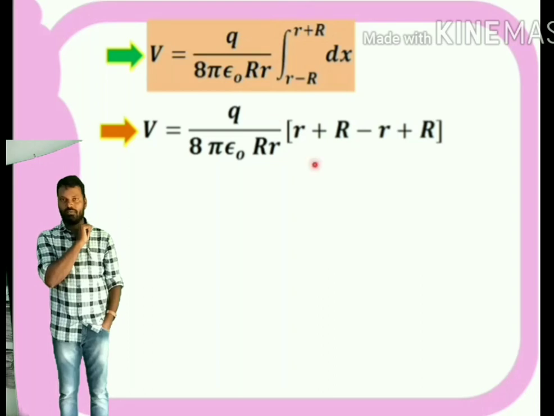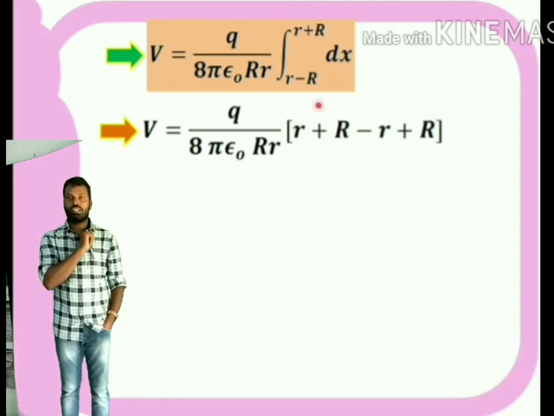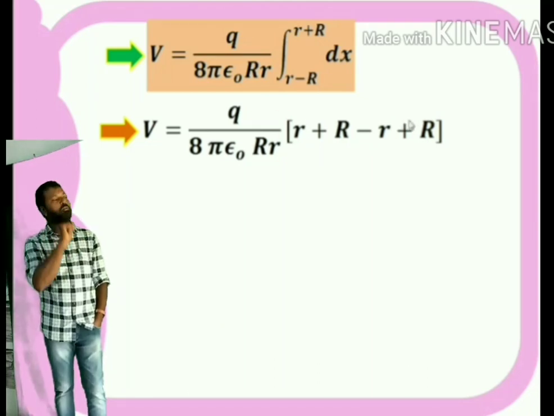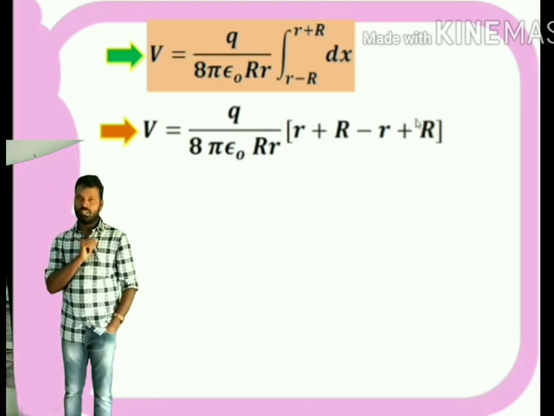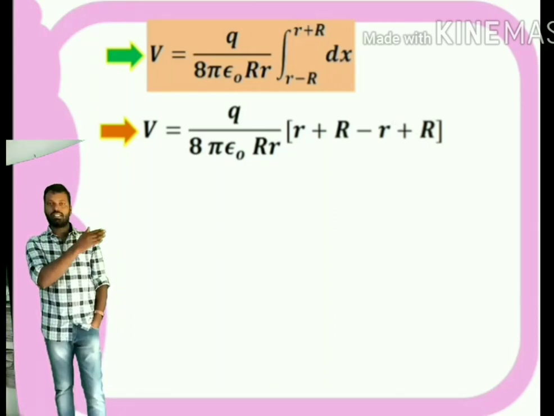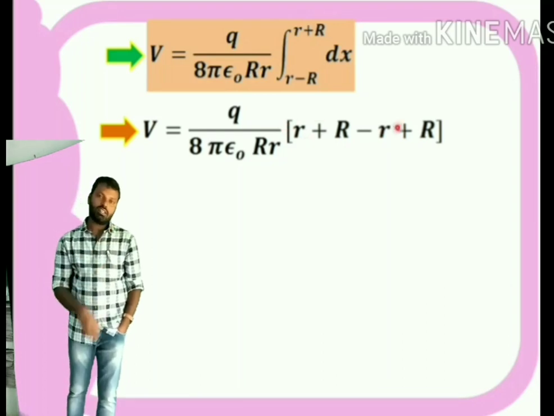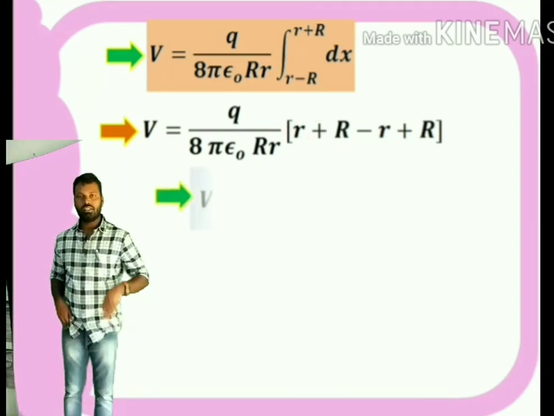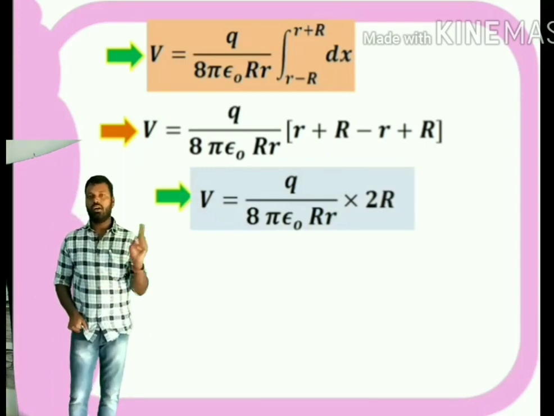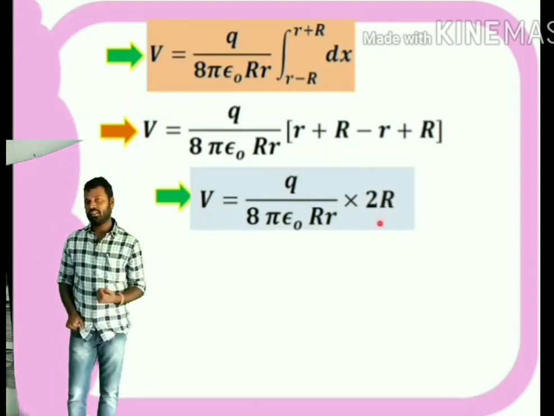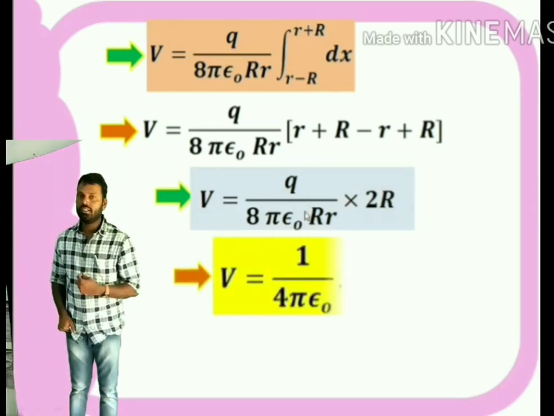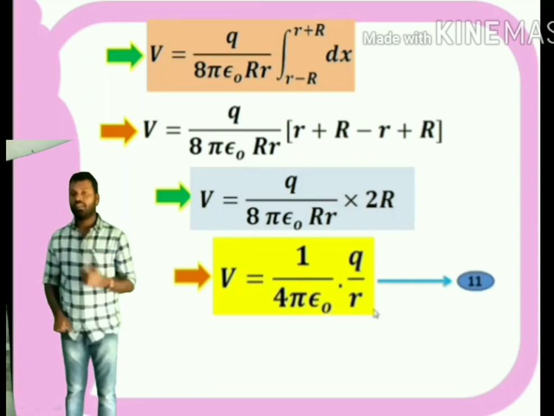If I substitute those limits, then what will I get? V is equal to q by 8 pi epsilon naught R r into upper limit R plus r minus lower limit R minus r. So minus of minus is plus, so minus r plus r. What will I get here? R gets cancelled, then V is equal to q by 8 pi epsilon naught R r into 2r. R cancels and 2 gets cancelled with 8. What will I get? V is equal to 1 by 4 pi epsilon naught q by small r.